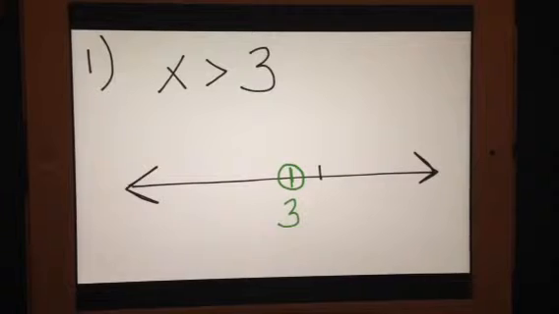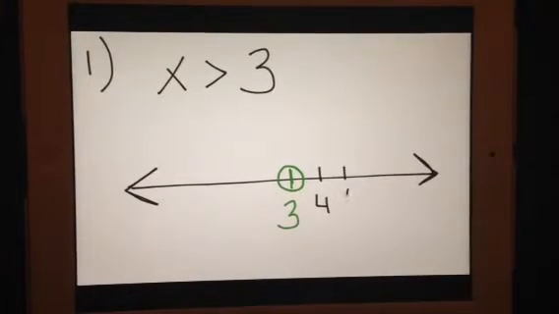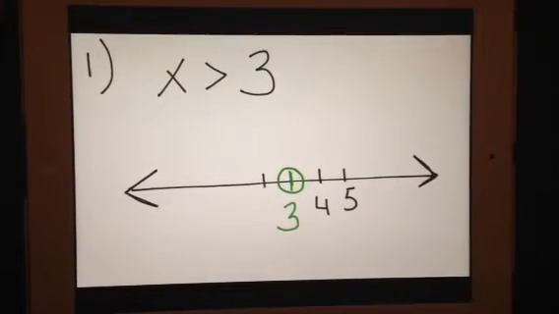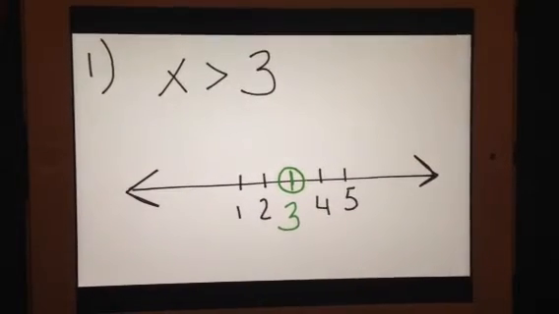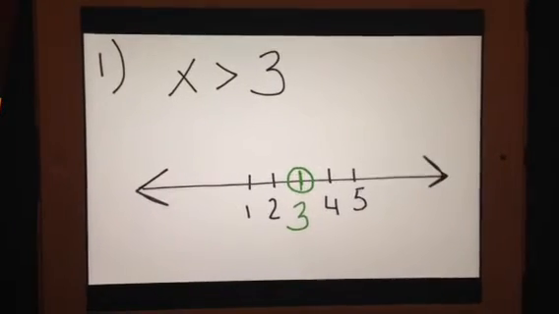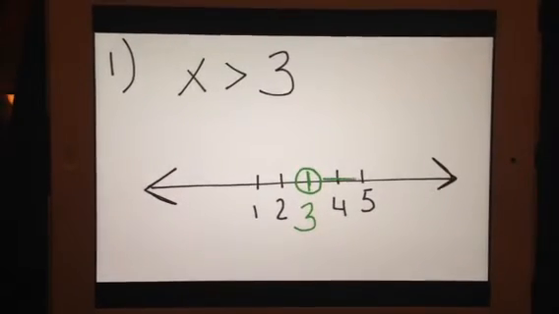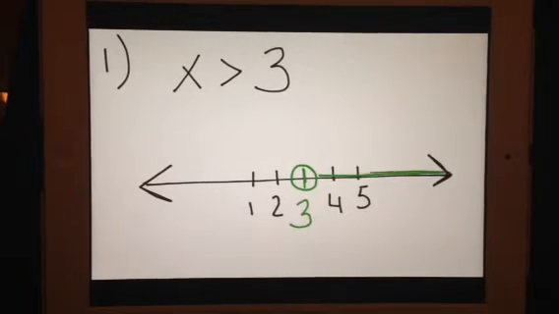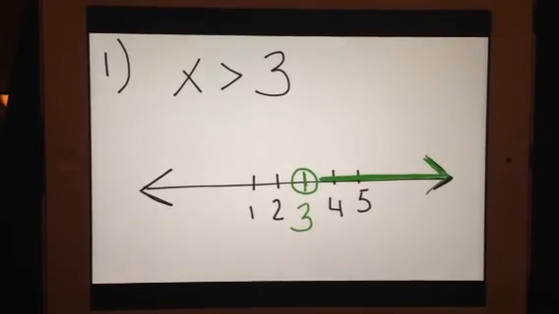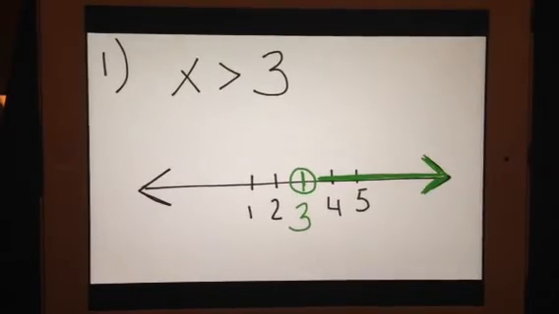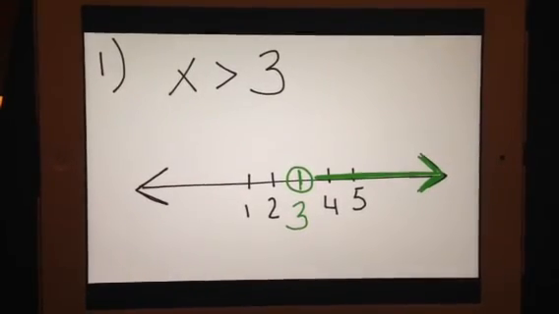Now remember, as we move to the right on the number line, these numbers get bigger, and as we move to the left, our numbers are going to get smaller. So the numbers in the area x is greater than 3 are going to include numbers such as 4, 5, and so on. So we shade all the way over here and include this arrow because that number is going to continue, and it does not stop until infinity.